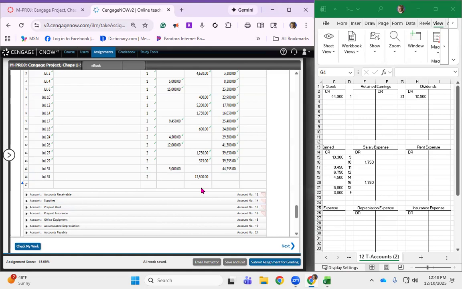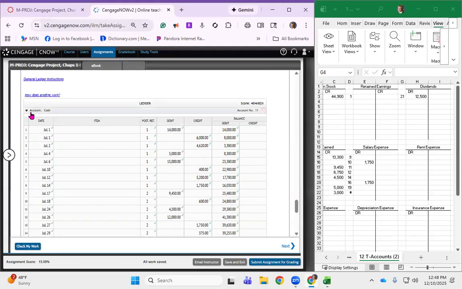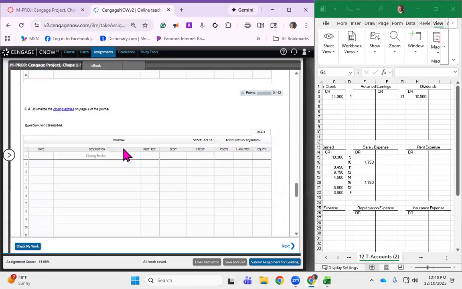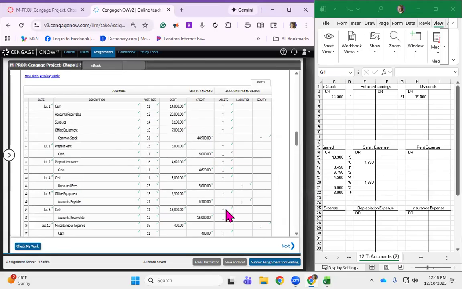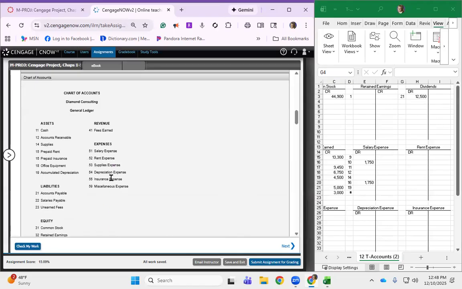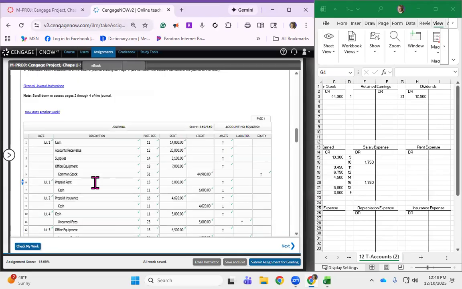So real quick before we move on, we can check our work. Let's check our work. So cash went down. Let's finish our journal entry by putting in the account numbers. Now, according to this one, we're finished with general journal page 2. So dividends is 33. Let's see, dividends. Dividends is 33. Okay.